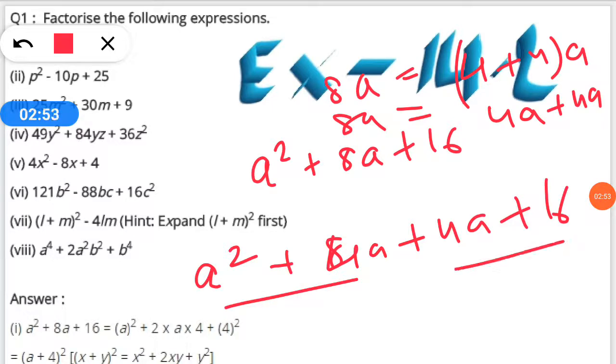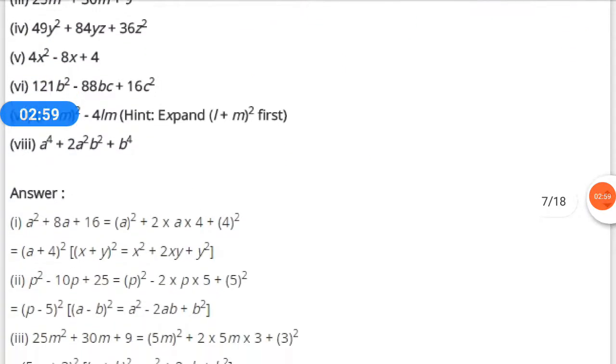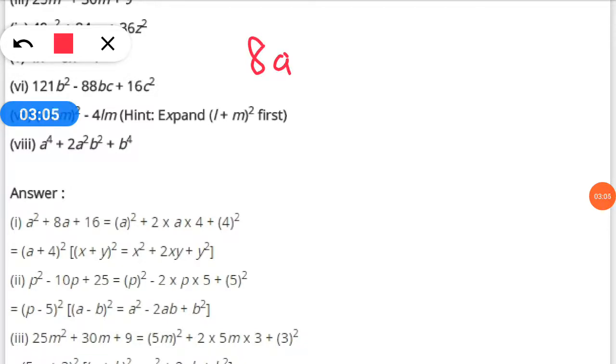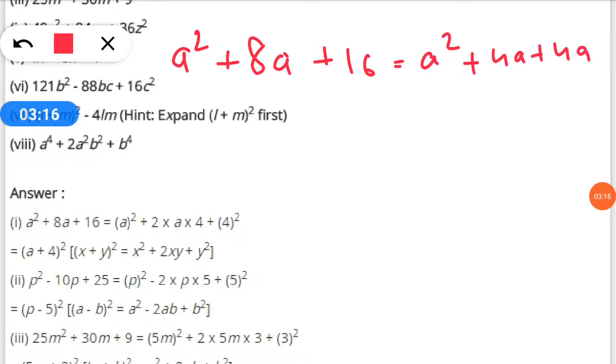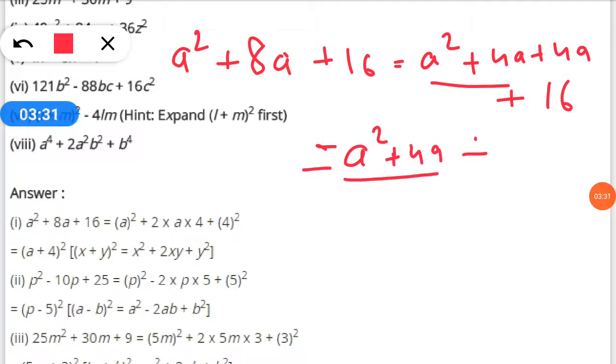Now making the pair of the two terms, we are going to split the middle term in the form of 4a plus 4a plus 16, isn't it? 4 into 4 will become 16. So now making the pair of the two terms, a square plus 4a will be the first pair, and the second pair will be 4a plus 16.